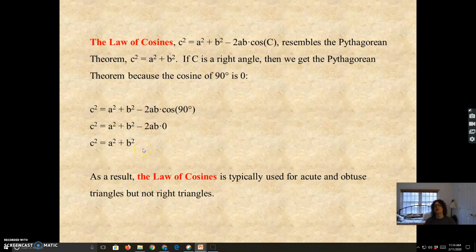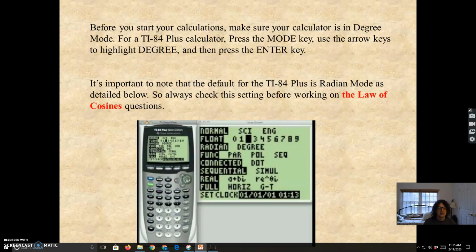As a result, the law of cosines is typically used for acute and obtuse triangles, but not for right triangles. For right triangles, you'd use SOHCAHTOA or the Pythagorean theorem. You wouldn't really want to use the law of cosines, but you could use it, but typically, and honestly, you would not use that.